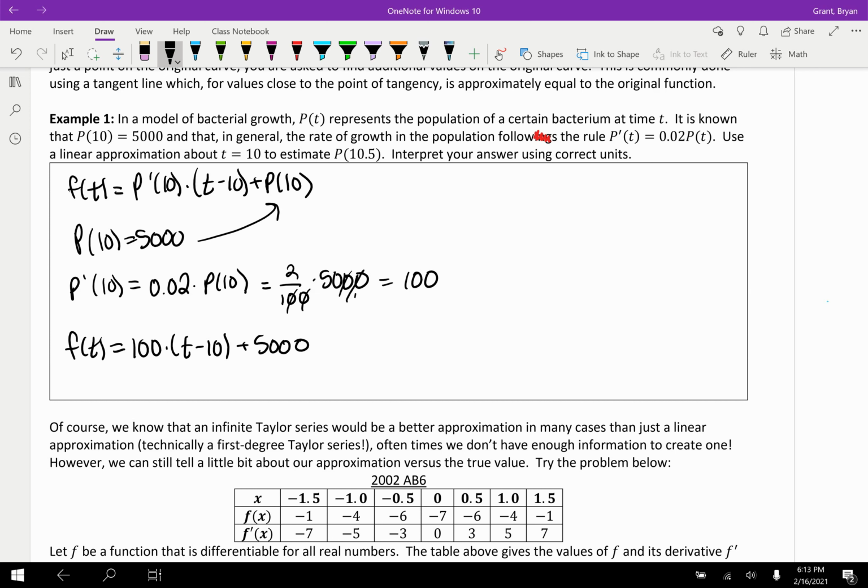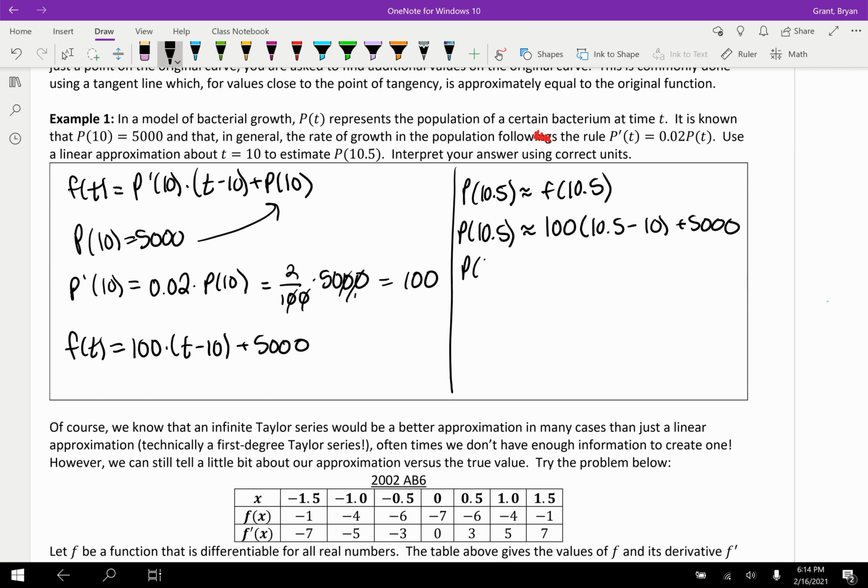And so even though we don't have the graph of the original function, we have the tangent line, and we can use it to approximate the original function's value when you input 10.5. How do we do that? Well, we say that P of 10.5 is going to be approximated by the value of f of 10.5. So f of 10.5 is found by evaluating our tangent line at 10.5.